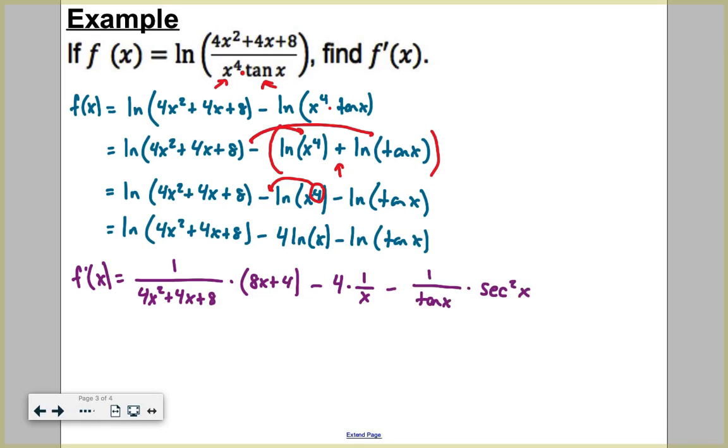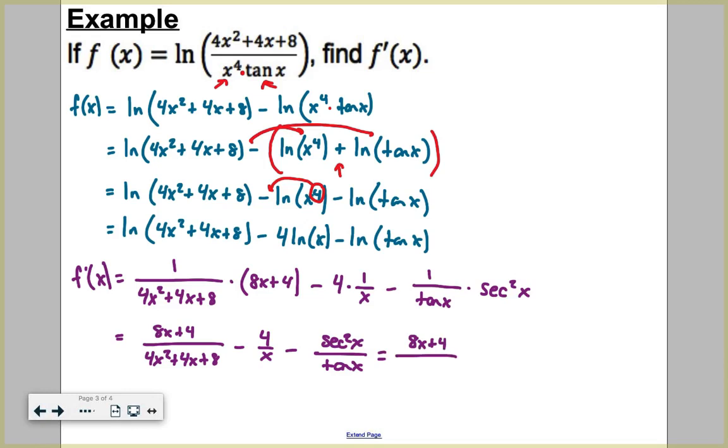And now the last thing we need to do here is simplify this down. So let's see, this is going to be 8x plus 4 all over 4x squared plus 4x plus 8, and then minus 4 over x minus secant squared of x all over tangent of x. But wait, there's more. We can simplify down this trig function. So we can leave the first two terms the same and just simplify the trig function.